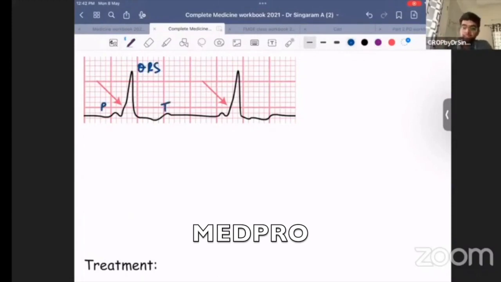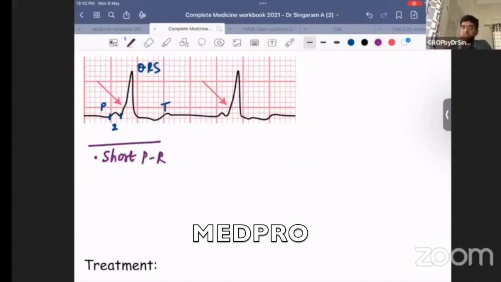How are you going to calculate the PR interval? From the beginning of the P wave to the beginning of the QRS complex. It is only 2 boxes. Is it a normal PR interval? What is the normal PR interval I told you? It should be 3 to 5 small boxes or 5 small squares. This is only 2 small squares. So number one is very clear: short PR interval, correct? That is the number one finding you see.